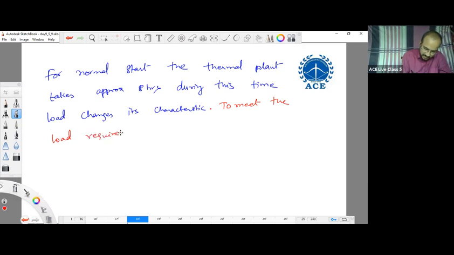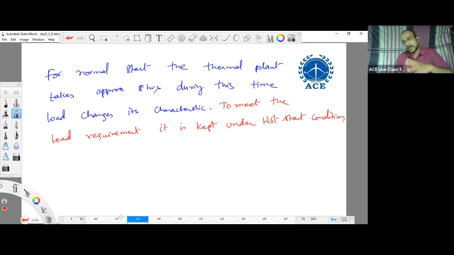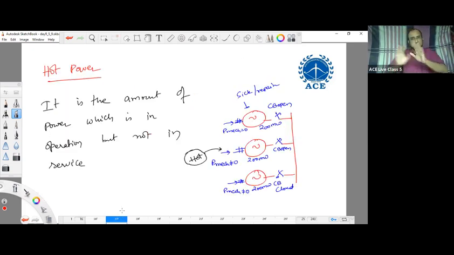To meet the load requirement, it is preferred to keep the unit under hot start condition. Hot start condition means mechanical input is provided and all the auxiliaries are running, but it is not delivering any power. Minimum mechanical input is provided to overcome the losses. The circuit breaker is open only. Whenever the load requires power, we just synchronize this alternator to the grid and it will deliver the power.